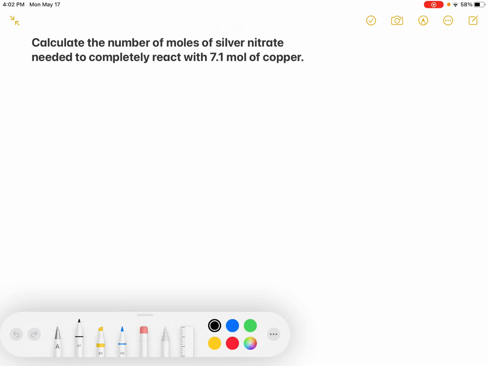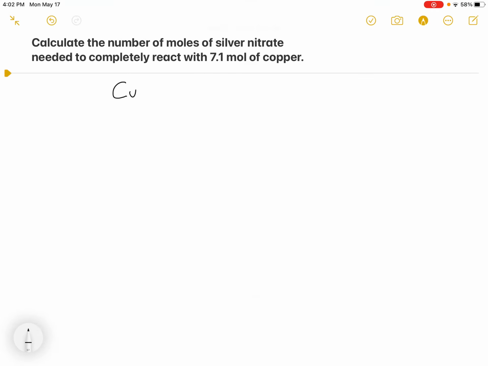So again, the first thing that we're going to need to do is write out and balance our equation. So we're incorporating a lot of skills from the first two units. So we know that copper is Cu. We know that silver nitrate is AgNO3.